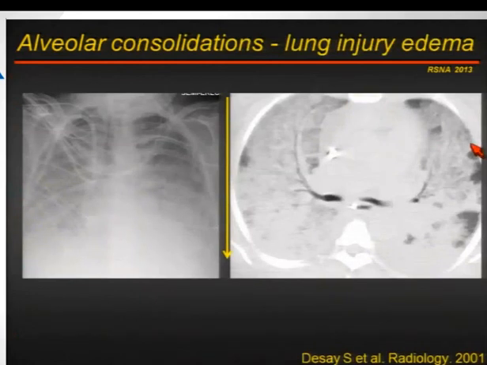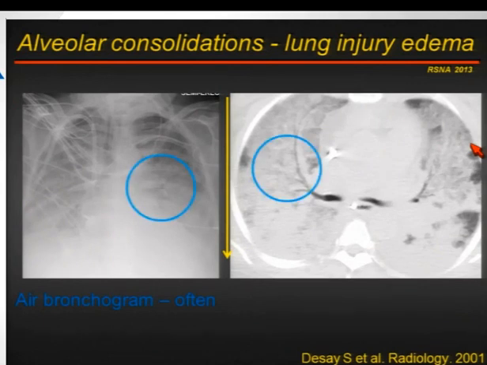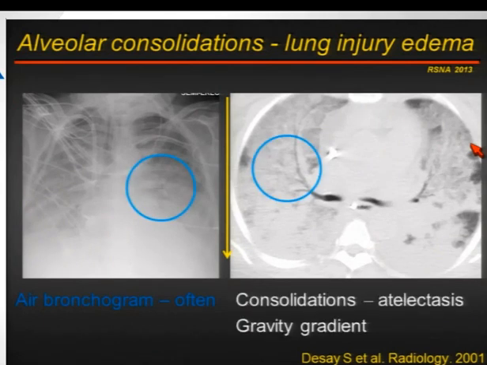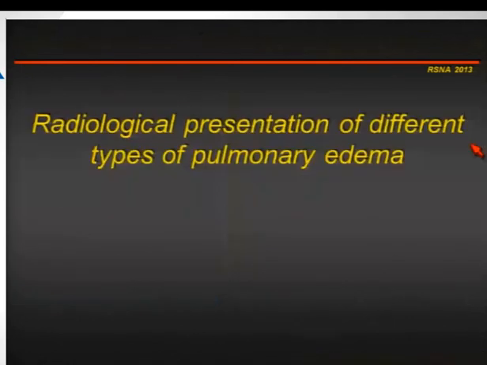When the alveolar consolidations are caused by lung injury edema, the gradient is much more pronounced. We see that the consolidations are much denser at the posterior aspects of the lungs. There is also a very frequent presence of air bronchogram because the fluid within the alveoli is of high protein content, which gives us the air bronchogram similar to pneumonia.